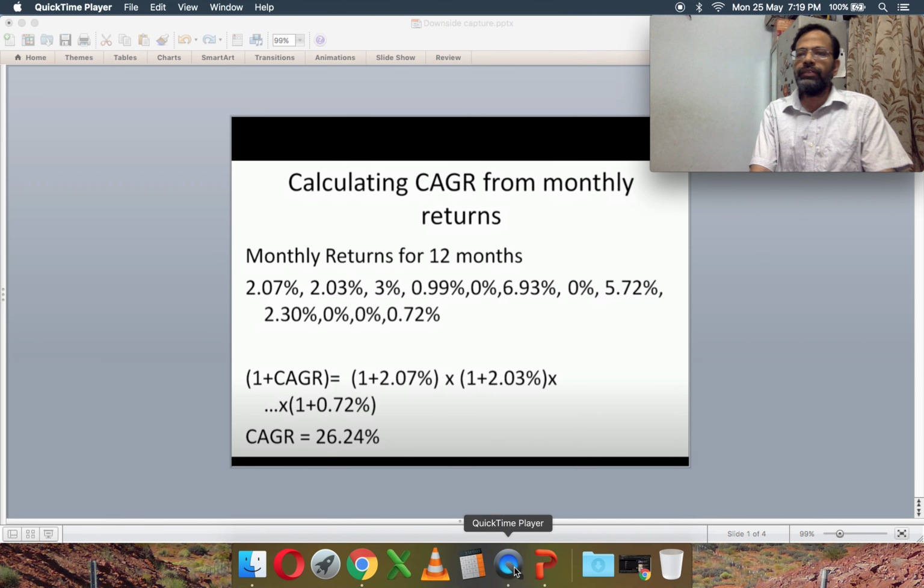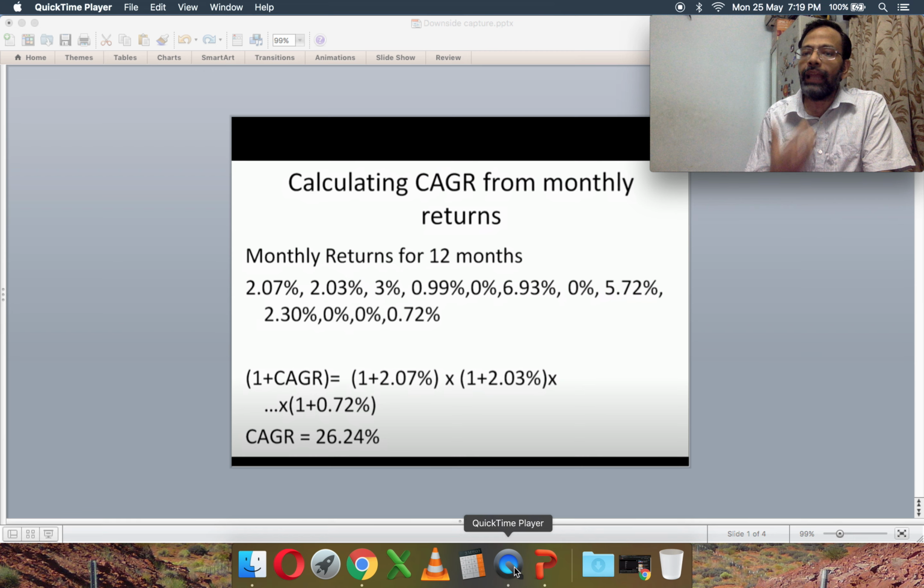In order to understand upside capture and downside capture, we need to understand how to compute the annualized return from a set of monthly returns. So suppose I give you a set of monthly returns, that's 12 return data points: 2.07%, 2.03%, 3%, 0.99%, there's a 0% deliberately kept there just for illustration, and so on. So there are 12 numbers like this.